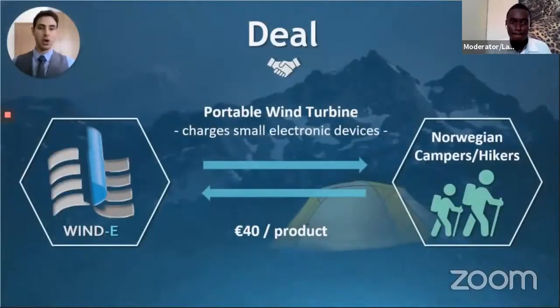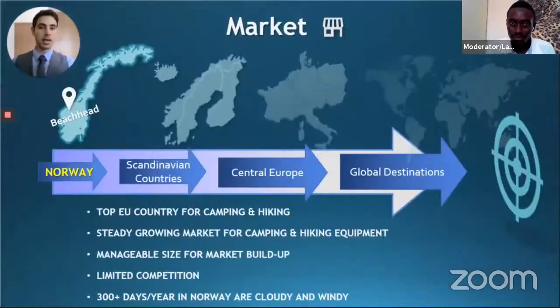But that's when I came up with this idea. The deal is simple. Windy sells portable wind turbines for charging small electronic devices to Norwegian campers and hikers for 40 euros per product. Our beachhead market is Norway. It is a top European country for camping and hiking with a steadily growing market in this sector. Norway has a manageable size for market build-up with limited competition on similar products. In addition, more than 300 days per year in Norway are cloudy and windy, and that's why our product can find solid ground there.